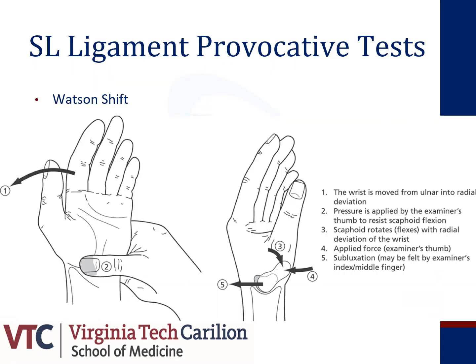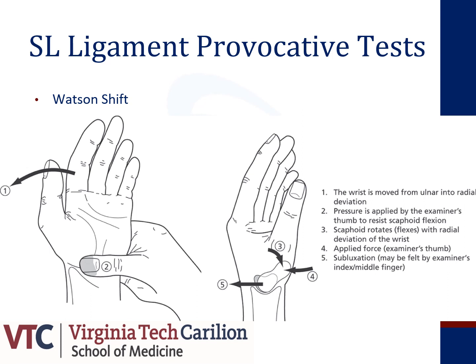To begin is the Watson shift, which is a provocative maneuver to assess the SL ligament. This image helps depict how this maneuver is supposed to be done. We'll just walk through it. The wrist is supposed to be moved from an ulnar to a radially deviated position. During this motion, pressure is applied by the examiner's thumb to resist scaphoid flexion, because again, the scaphoid is extended with ulnar deviation and flexed with radial deviation.